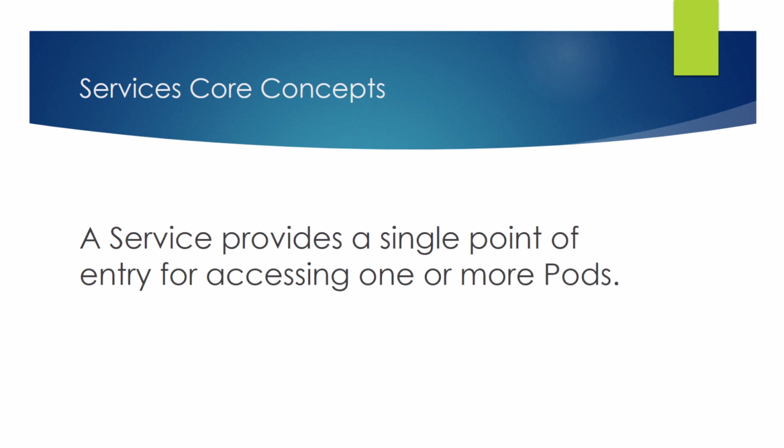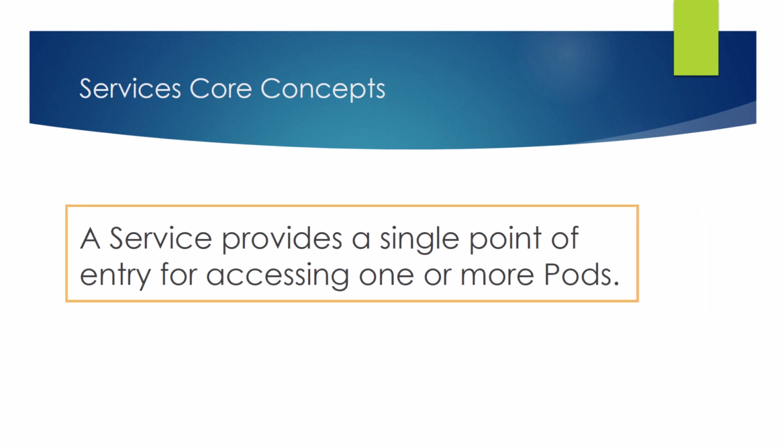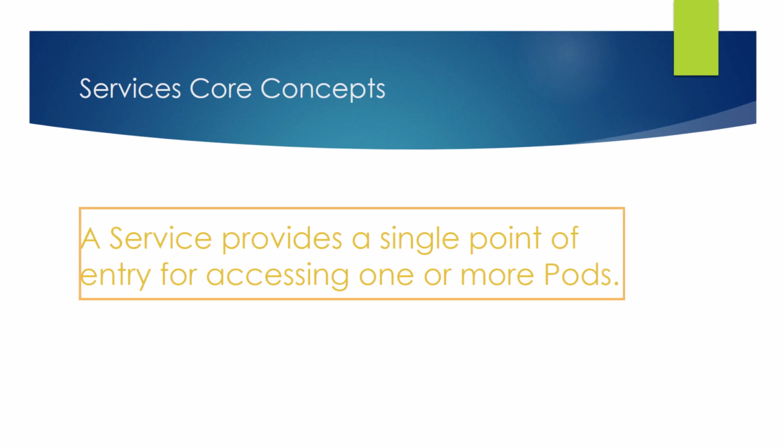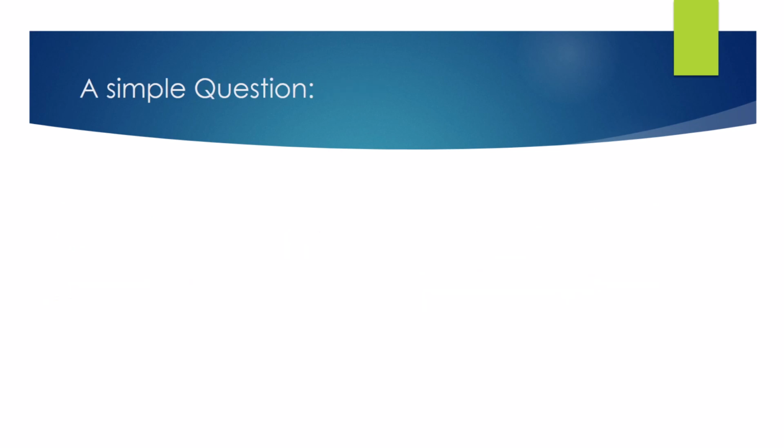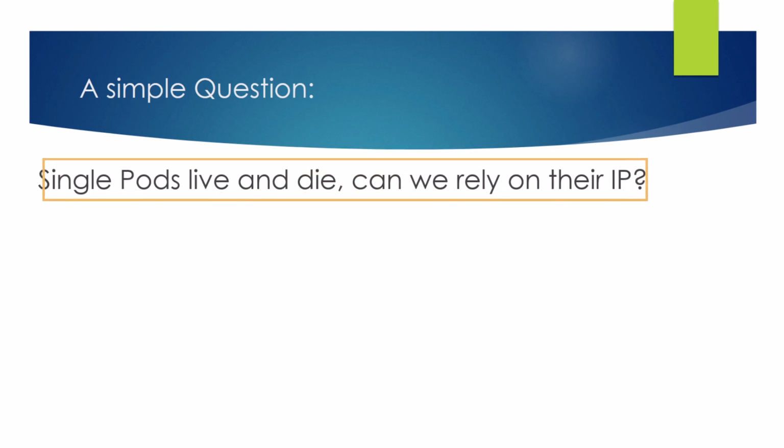Kubernetes defines a service this way: a service provides a single point of entry for accessing one or multiple pods. Now, to dive into this more, let's ask a question. Since pods live and die, can you rely on their IP addresses?